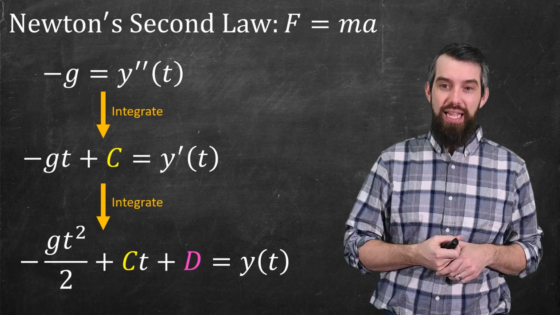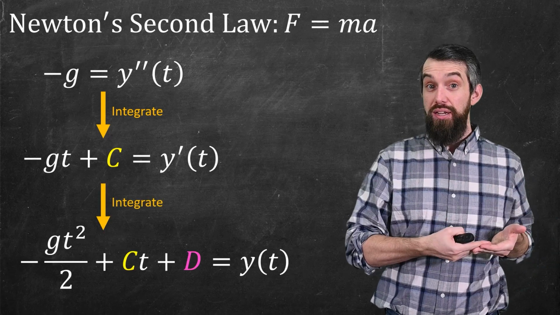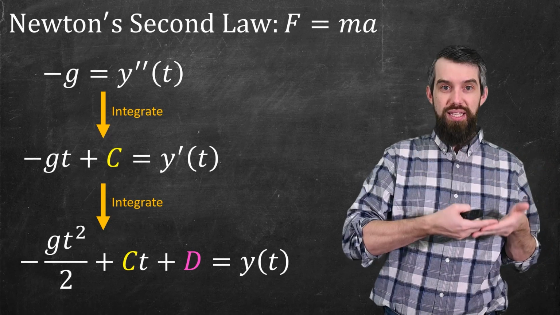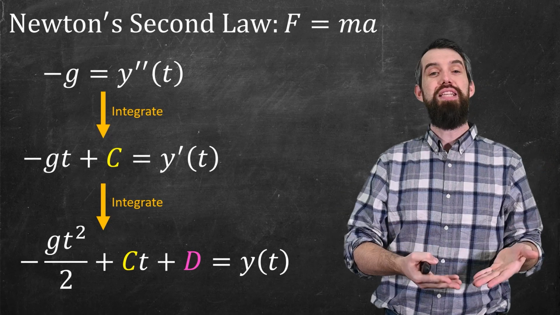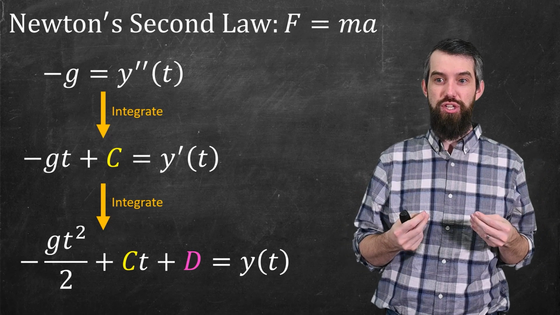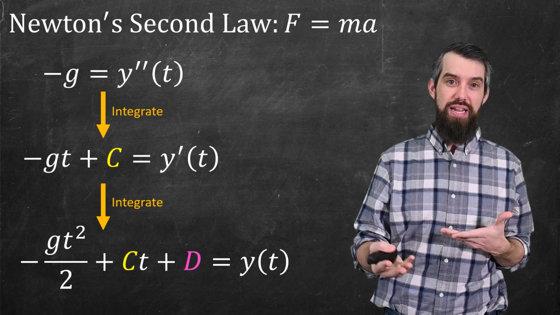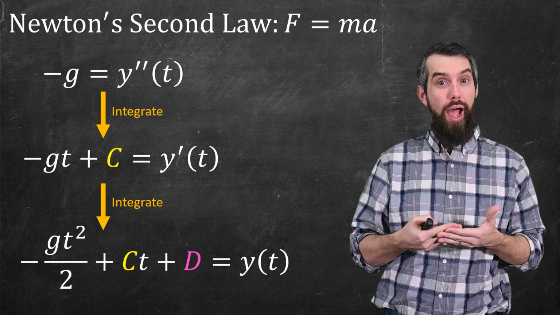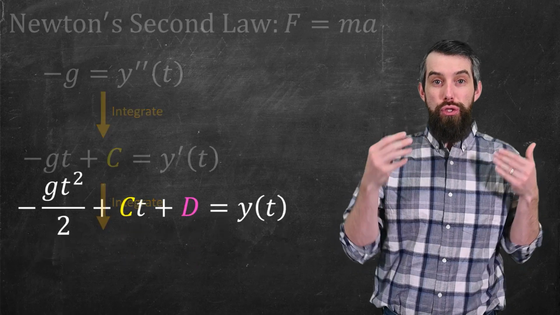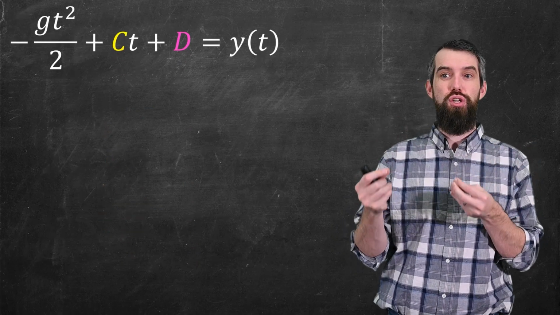I'm going to integrate a second time. The negative gt turns into a negative gt squared over 2 when you integrate once. The c integrates to a ct, and then because I'm doing a second integration, I get a second constant of integration, plus d. And then on the right-hand side, the y prime turns into a y. So what I have here is just a solution to this differential equation.